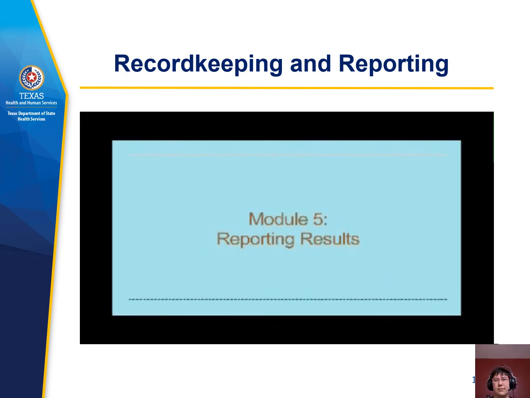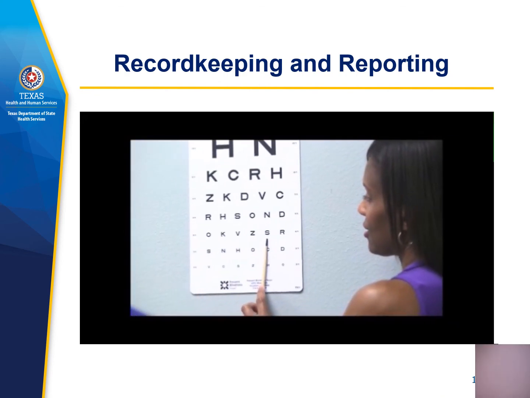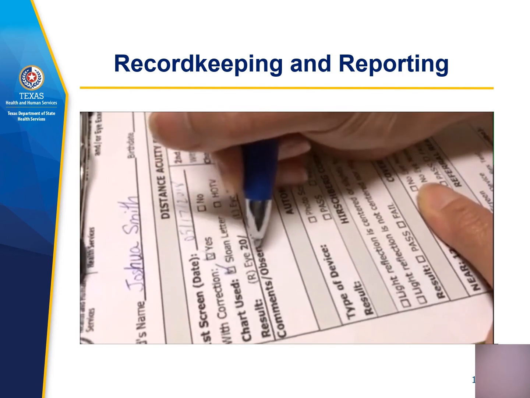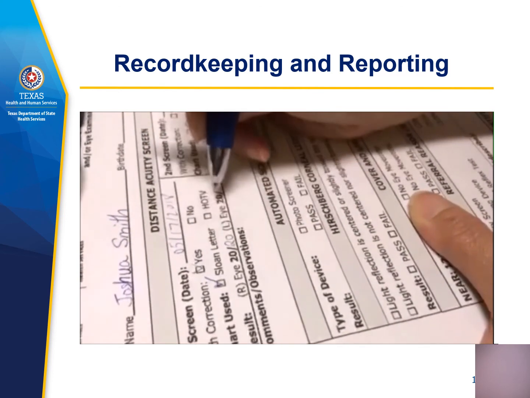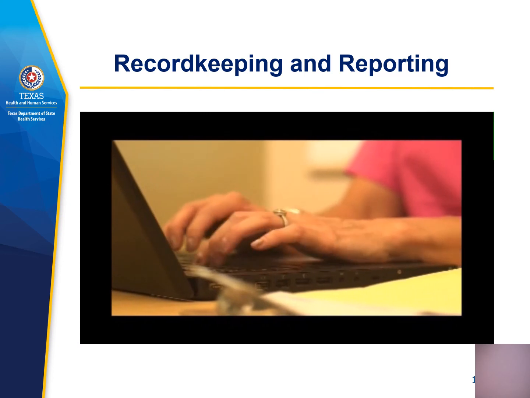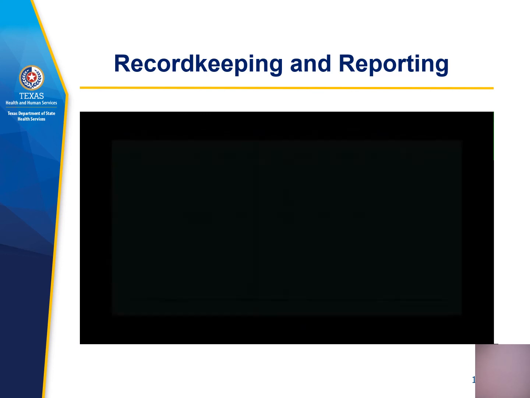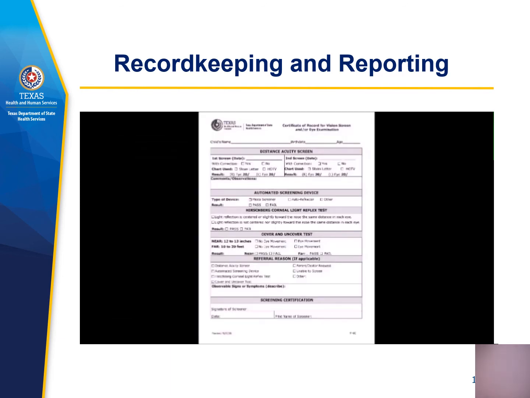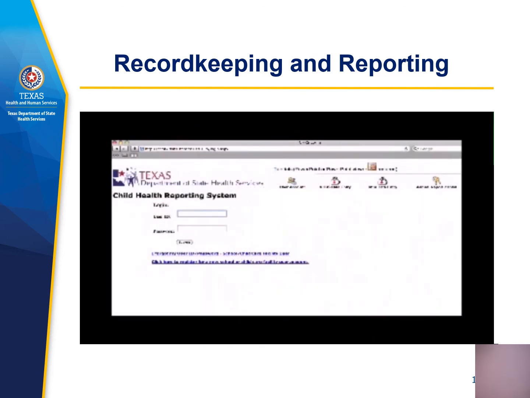Module 5, Reporting Results. Now that you have learned how to conduct a vision screening using eye charts and optional muscle balance tests, it is important that you know how to accurately report your results to the Department of State Health Services. All facilities must submit annual reporting of vision and hearing screening results online at chrstx.dshs.state.tx.us by June 30th of each year. Using the reporting forms provided in the appendix of your manual to record screening results will ensure you have all the necessary information when submitting your report online.